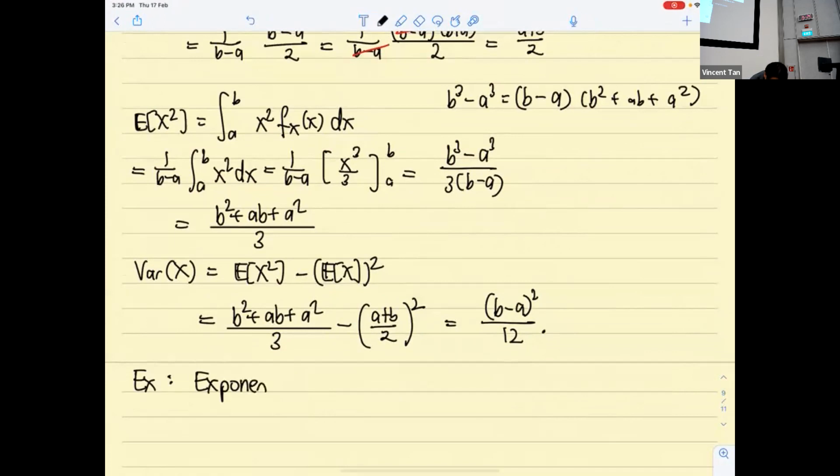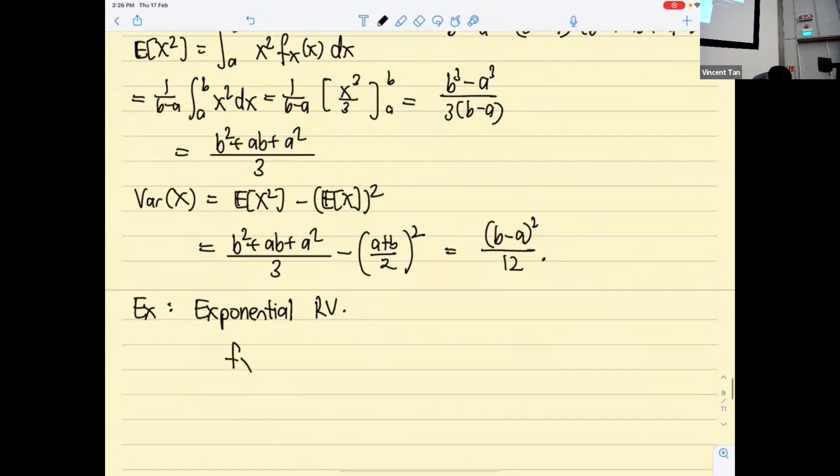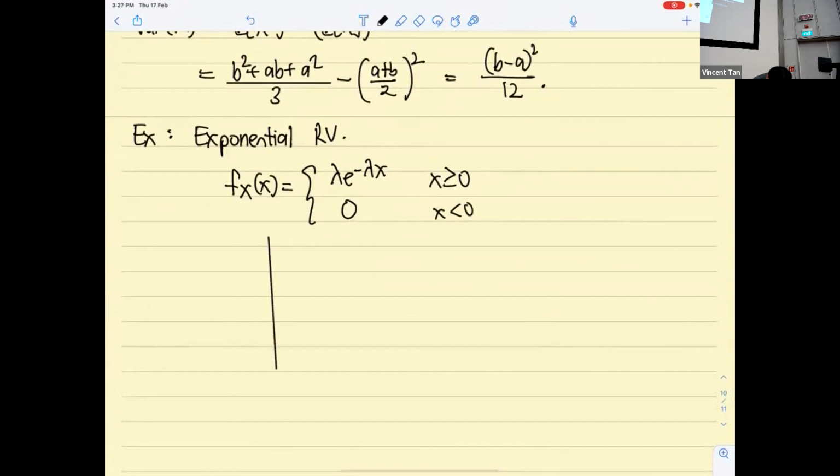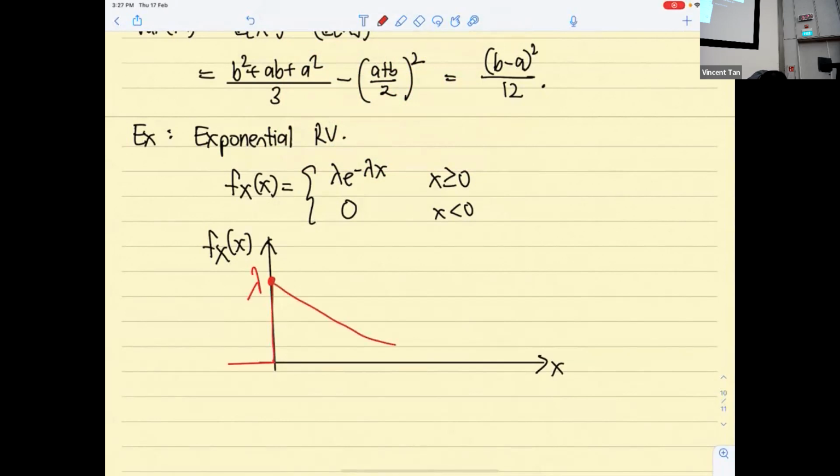The next continuous random variable I want to play with is called the exponential random variable. It has the density given by the following. f_X(x) is lambda e to the minus lambda x when x is non-negative, and if x is negative, you get 0. The picture is as follows. You have f_X(x) here, and this x, and nothing happens on the left-hand side. It's a non-negative random variable, and here is lambda, and here this decays exponentially.